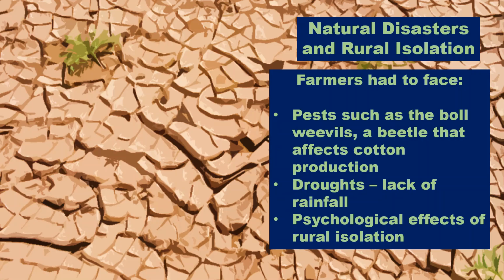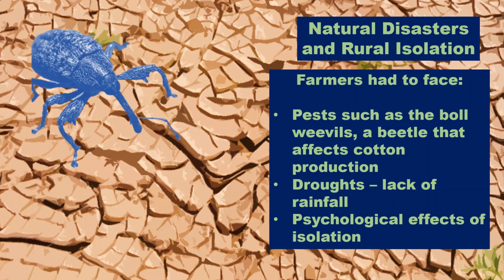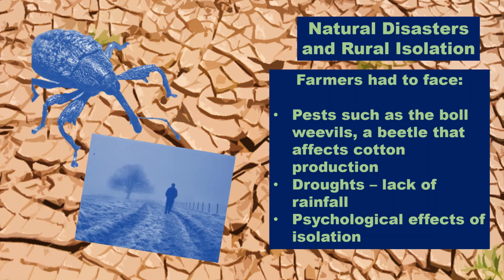Natural disasters and rural isolation. Moreover, farmers had to face additional problems like pests such as boll weevils, a beetle that affects cotton production, droughts or lack of rainfall, and the psychological effects of rural isolation.